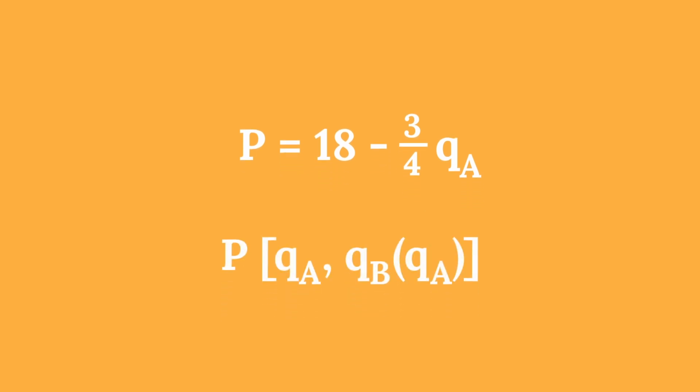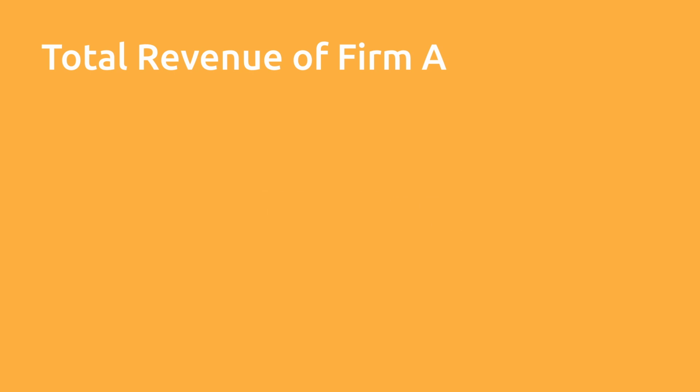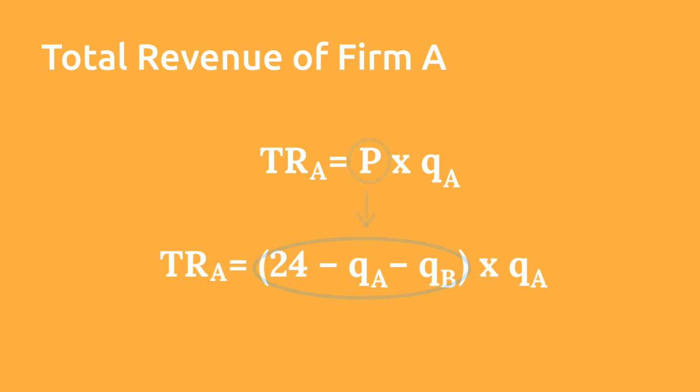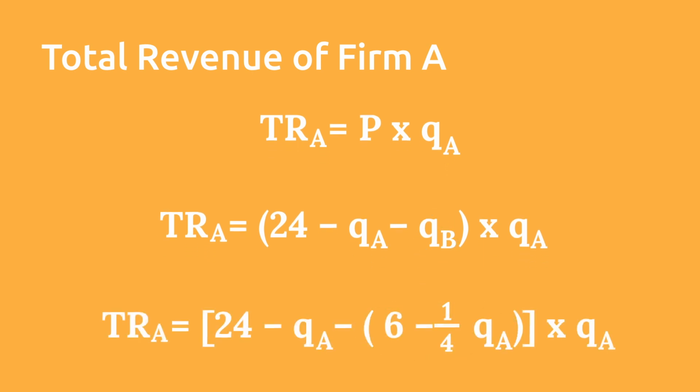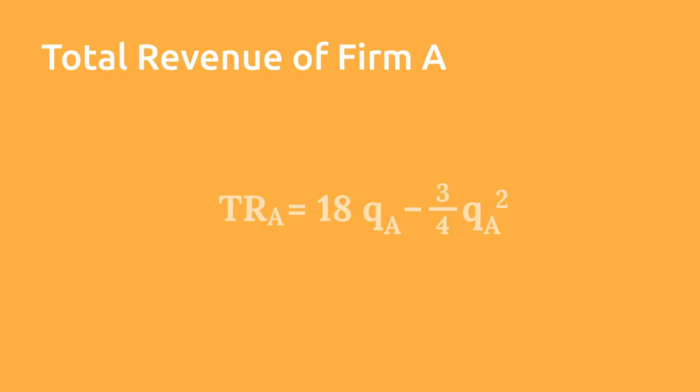Let's go back to the total revenue function of firm A. We have TRA equals P times QA. Substituting the expression for P, we have this equation. Then, substituting the best response function for QB, we arrive at this equation. Simplifying the equation, we will have TRA equals 18 times QA minus 3/4 times QA squared. Notice that the total revenue now depends only on QA. Again, the reason is that QB is now a function of QA.